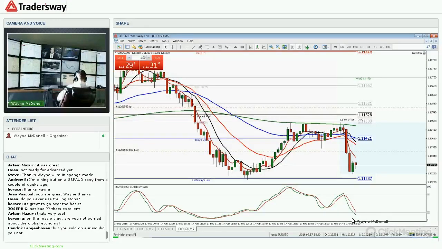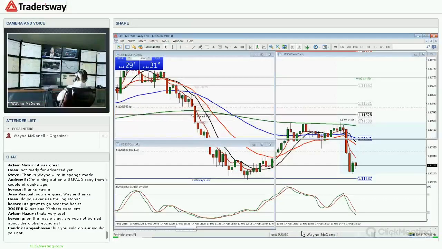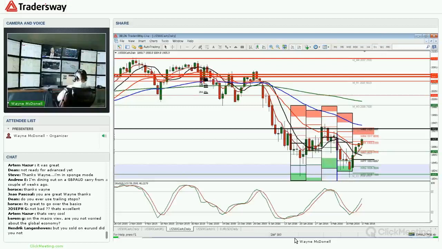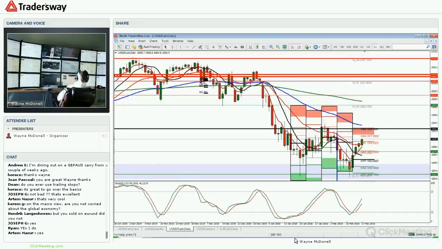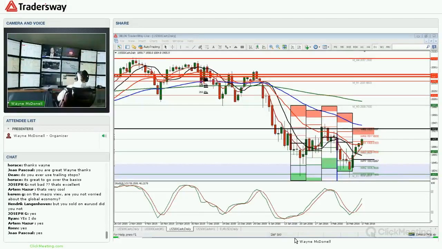Kareem says on the macro view, all right. So you have to understand that everything's priced in. I gave you a line in the sand last week, and I said the stock market has to go up here. Does anyone remember that? That was exactly right here because there was no green.